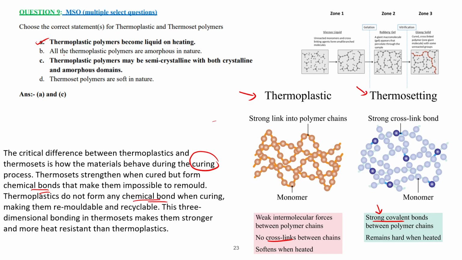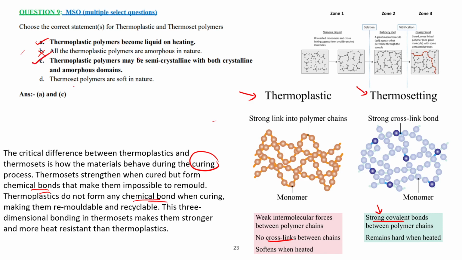The next option says all thermoplastic polymers are amorphous in nature. It's not true, because thermoplastics are not all amorphous. In some cases a rubbery gel is also there, so a semi-crystalline structure can form. Polymers may be semi-crystalline, both crystalline and amorphous. So a thermoplastic can be any of them: maybe semi-crystalline, maybe crystalline, or maybe amorphous, not only amorphous.